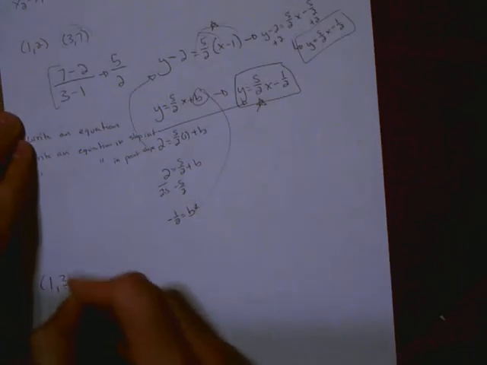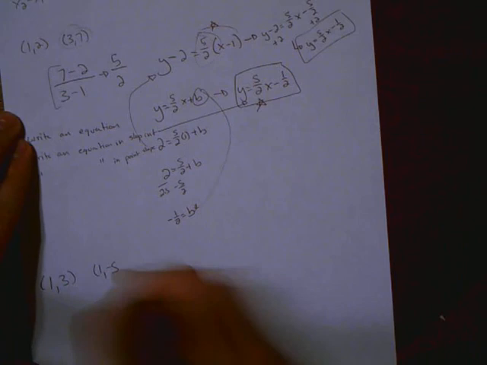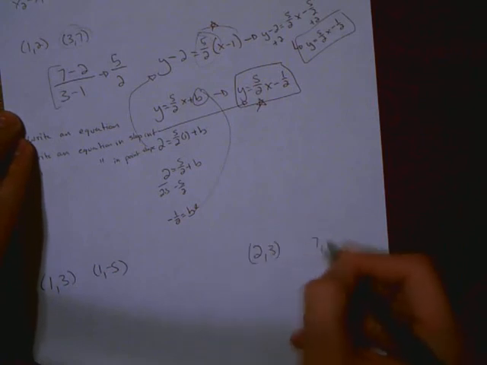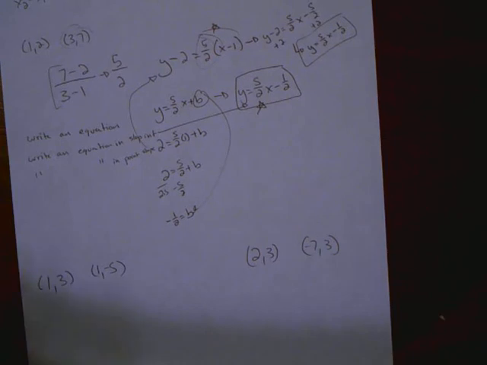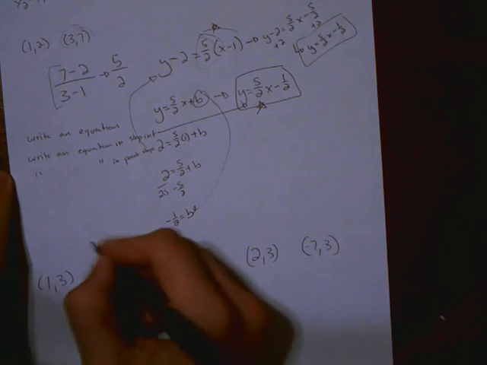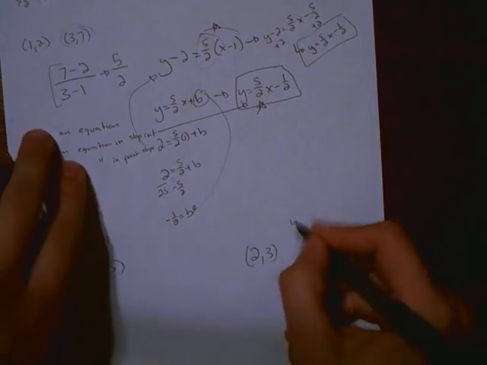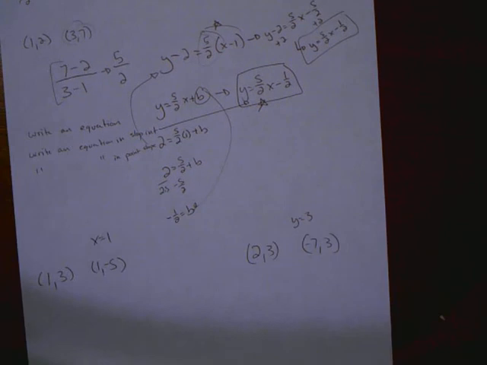We'll say 1, 3, 1, negative 5, and over here we'll do 2, 3, negative 7, 3. When you see these, many of you will say, hey, x value is the same. This one is going to be x equal to 1. Many of you will say on this one, y is the same. Y is going to be equal to 3, and be done with it. That's fine. If you can identify it just by looking at those points, that's great.